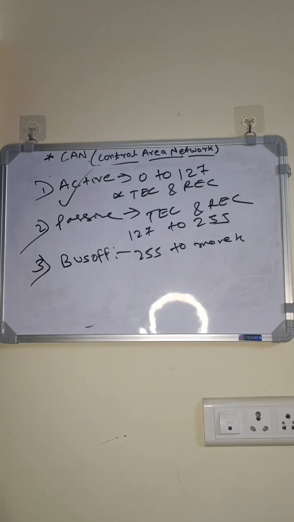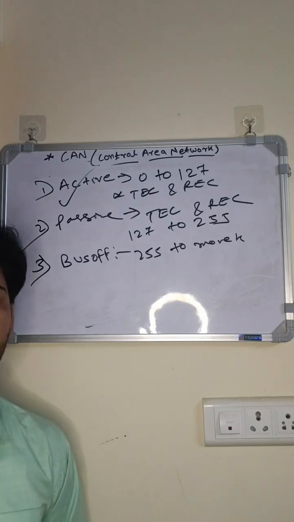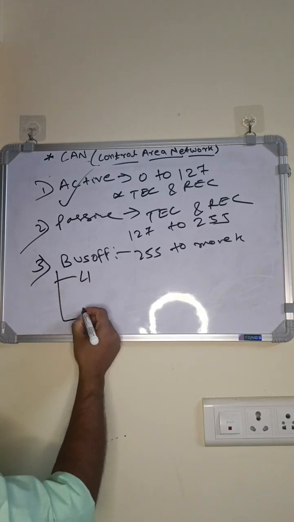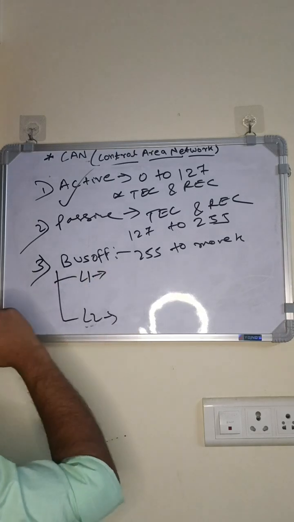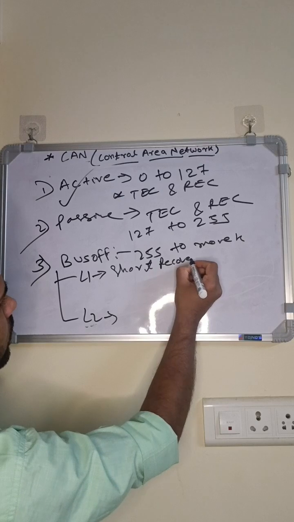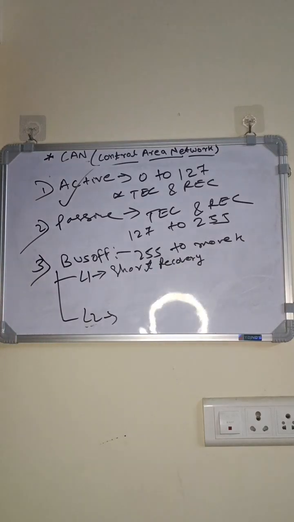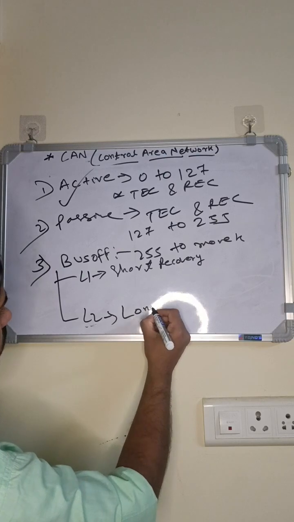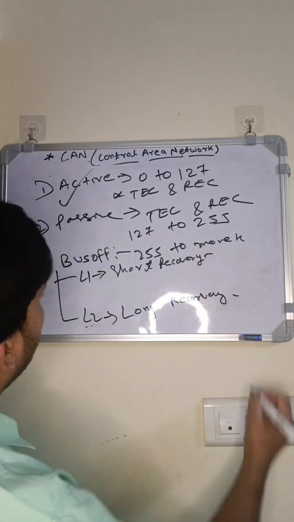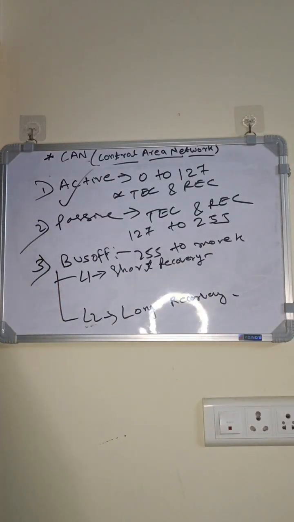Okay. So in bus off error, there are two types of bus off recovery. How will we do bus off recovery? So there are two types of bus off recovery. Okay, first one is L1 and L2. We can also say L1 is short recovery and L2 is long recovery. Okay, so as I said, bus off is when the transmit error count is more than 255. Okay, that is known as the bus off.